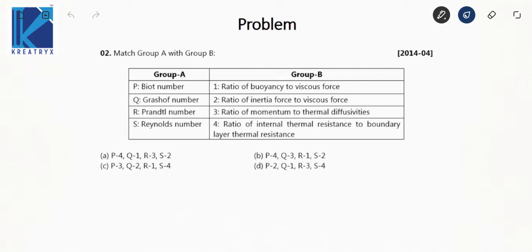Biot number is the ratio of internal thermal resistance to boundary layer thermal resistance. Its value is equal to hL_c by k. Grashof number is the ratio of buoyancy to viscous force. Prandtl number is a very important number in the subject of heat transfer, and it is the ratio of momentum to thermal diffusivities. And Reynolds number is the ratio of inertia force to viscous force. So the answer will be A. Let's move on to the next question.